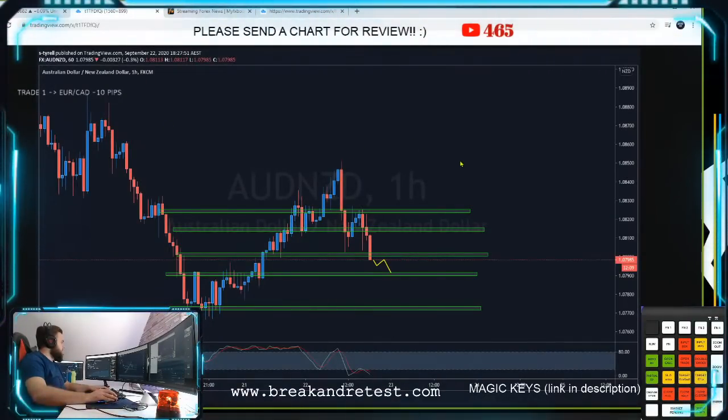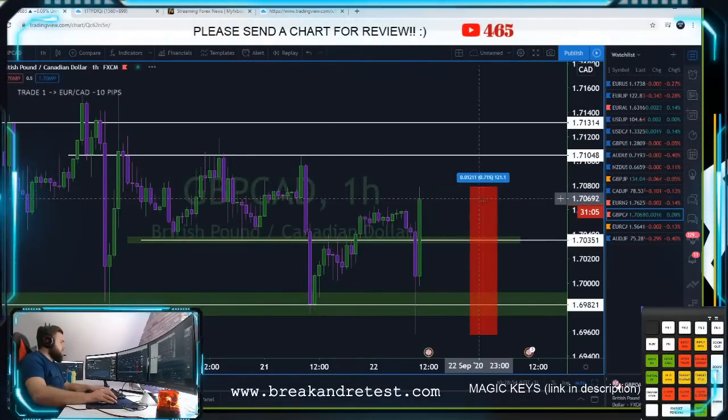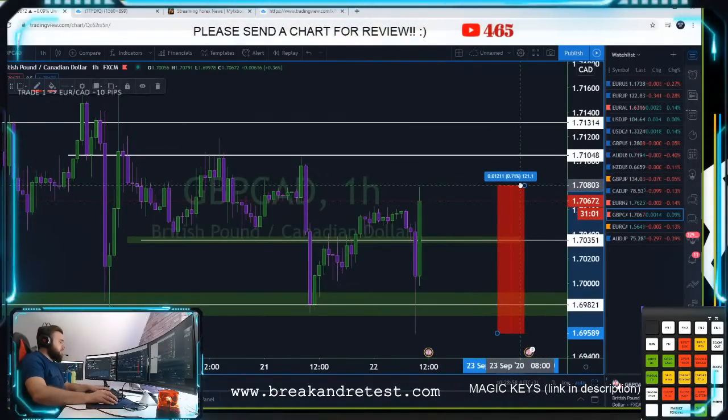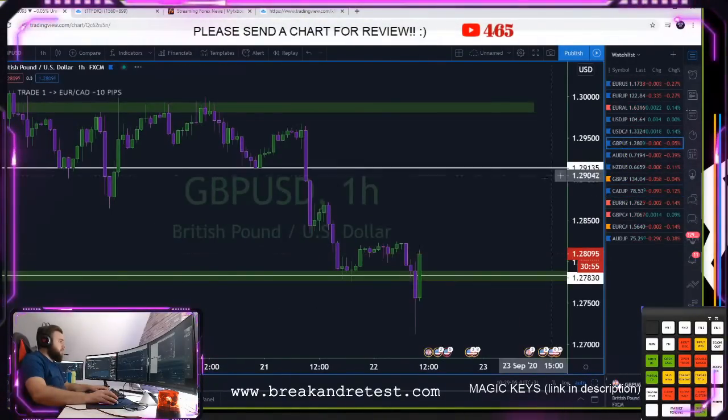AUD NZD short. Okay. If it does close below that support, we might have a chance. We'll see. It's not a pair I trade. Probably the spread is too big in that pair, because we know in these kinds of pairs that spread might be bigger than the major ones.